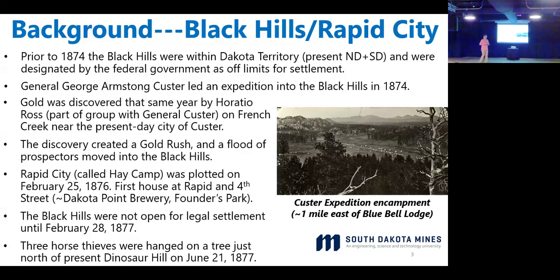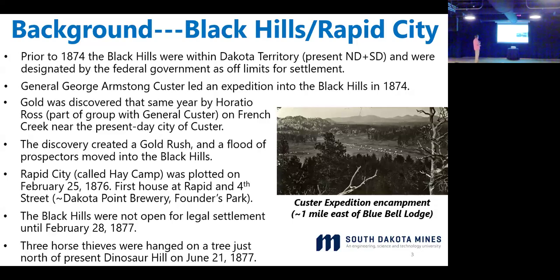If you go to Custer today, I was at Sage Creek Grill, and they've got all these pictures that Custer's expedition took in 1874 and then current day. It's really interesting. Most of the pictures show that location where the encampment was and where they took the picture at the time really haven't changed a whole lot.